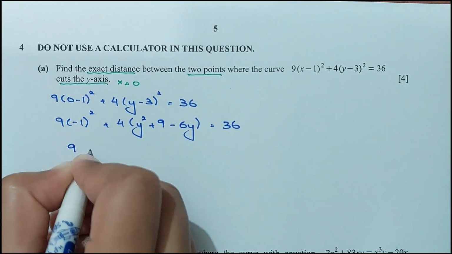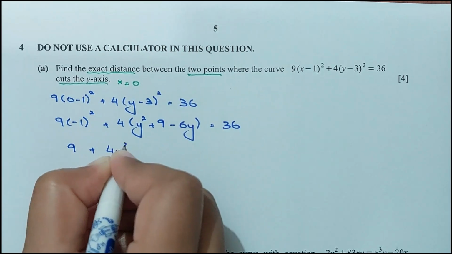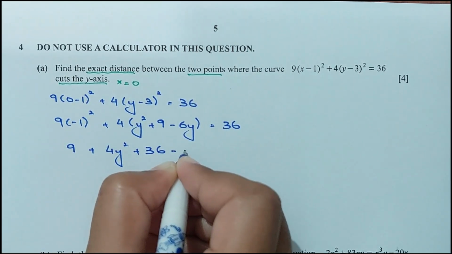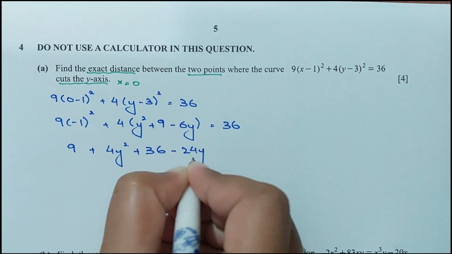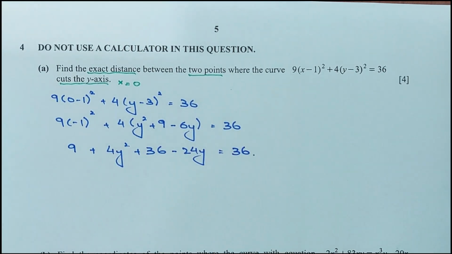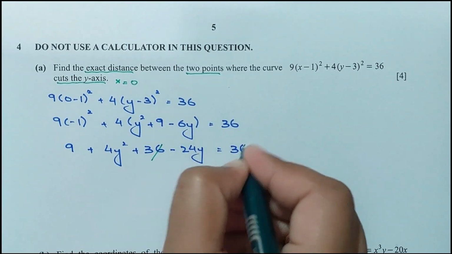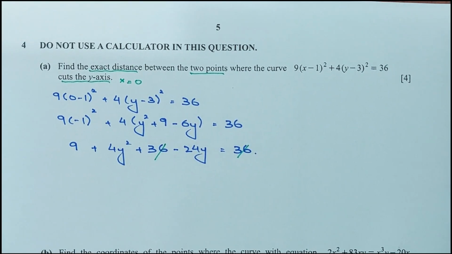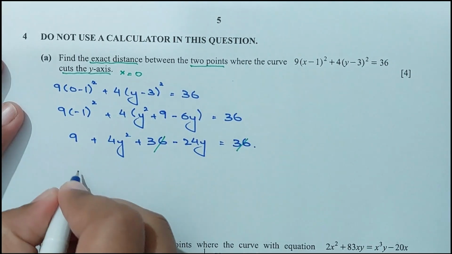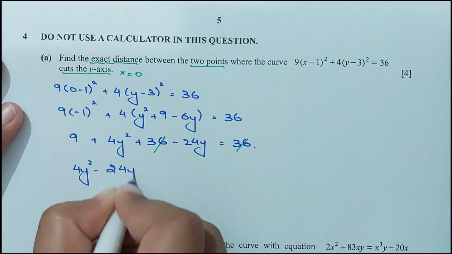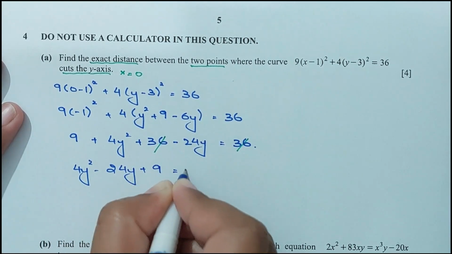This is 9, plus 4y². 4 times 9 is 36. 4 times 6 is 24y. This is equal to 36. All right. Now we can cancel 36 and 36. Shifting the 36 to the other side it becomes −36, and we will get 0. So we have 4y² − 24y + 9 = 0.